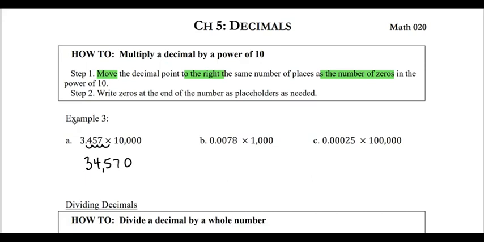Part B, you have 0.0078 multiplying by 1,000. 1,000 has 3 zeros, so my decimal point is going to move to the right 3 times: 1, 2, 3. So the answer is 7.8. And the last one is 0.00025 times 100,000. So I have 5 zeros. That means I am moving my decimal point 5 times: 1, 2, 3, 4, and 5. The answer is 25.